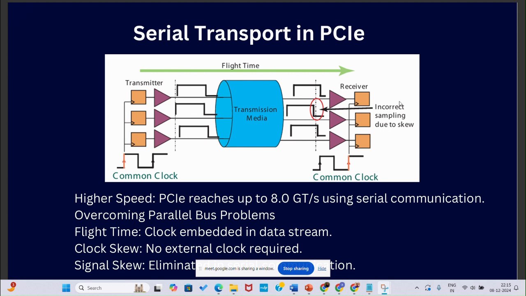Any questions on this, on the flight time? If the number of lanes increases, like 32, does it behave like parallel communication because of the number of lanes? No. Okay.